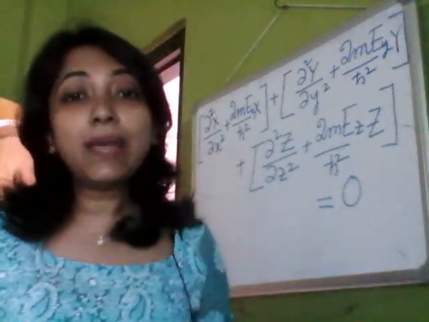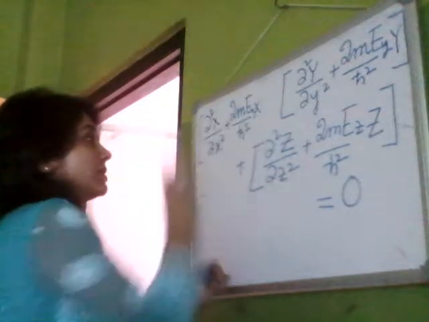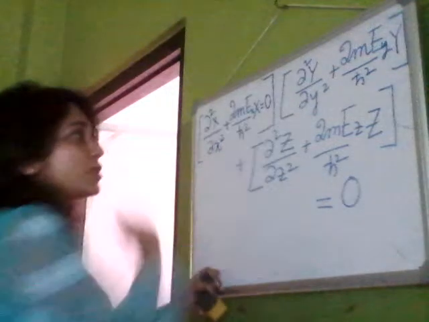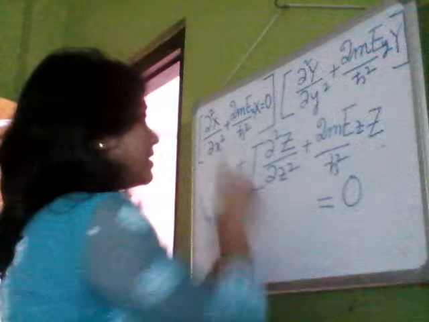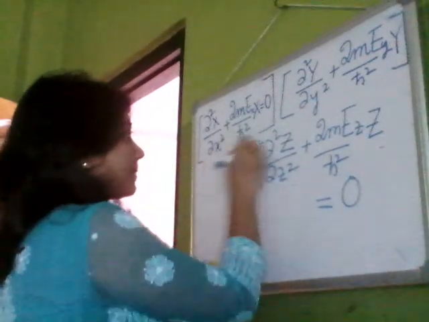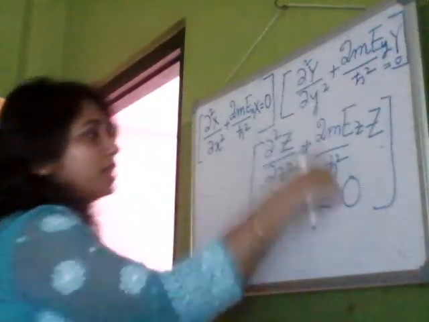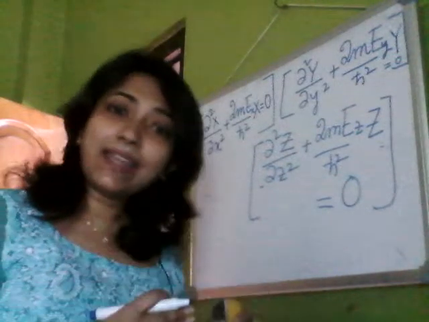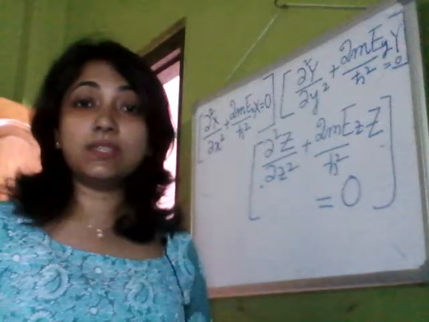So now where am I? By taking this method, what I have done? I have received three equations. This equal to 0, this is our equation number 1. This again equal to 0 is my equation number 2. This is another equation, and this y is equal to 0. These are the three different equations, one in x, one in y, and one in z separately getting equated to 0.